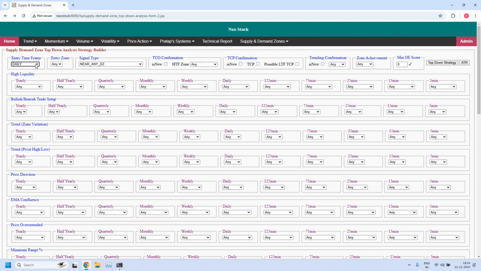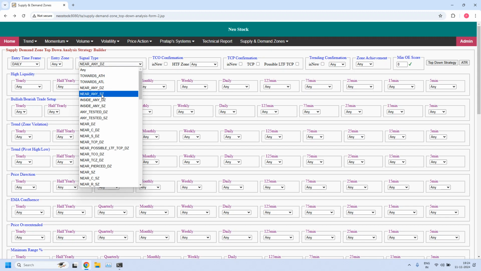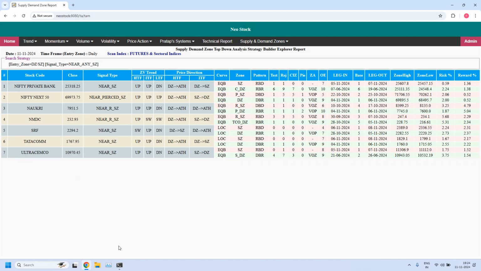Next, for daily time frame, let's find the stocks near to the daily supply zone. 7 stocks are filtered. Let's identify any high liquidity daily supply zones. Naukri is having a high liquidity supply zone. Next, NMDC is having a daily high liquidity supply zone. So we have identified 2 daily high liquidity supply zones from this list.